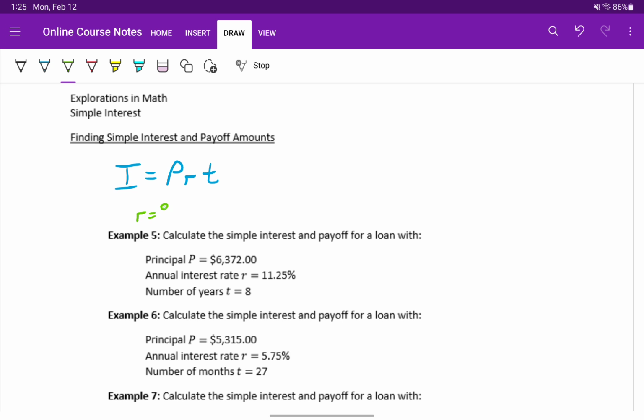So R is always going to be a percentage, which we can convert to a decimal for our calculations. And for this formula, time t is always measured in years.